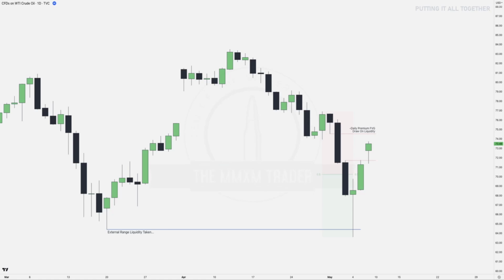We've got that daily premium fair value gap, and this is our drawn liquidity. So we know on a long-term perspective, sell stops have been liquidated already, order pairing happened down here, and now we want to draw into internal range. So drawn liquidity has been determined and the sell stop raid has happened already.